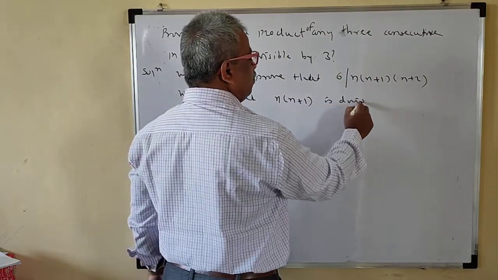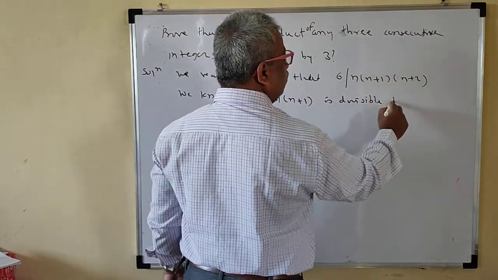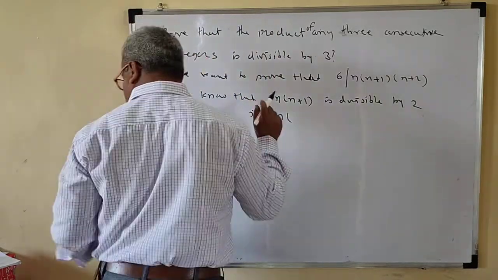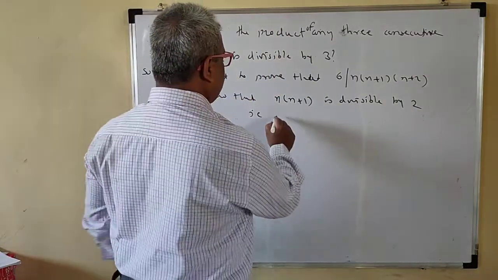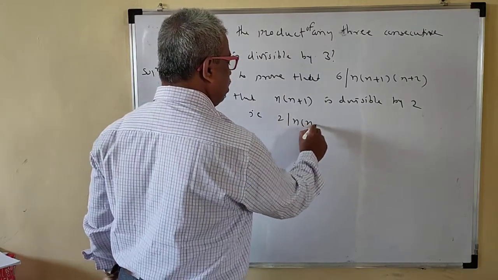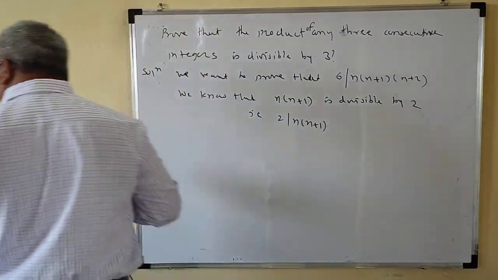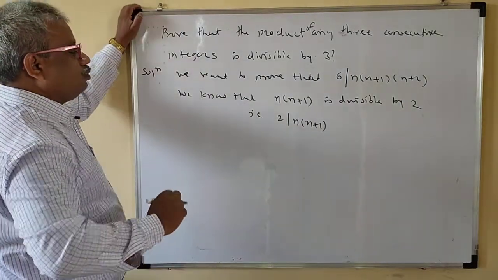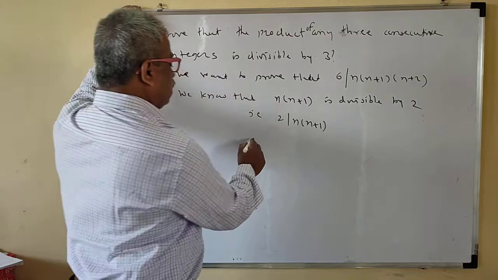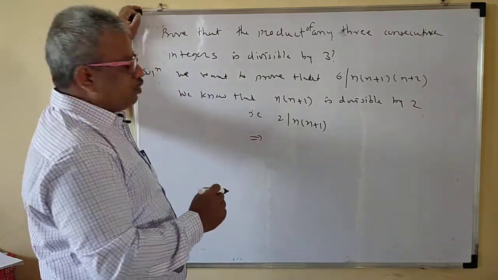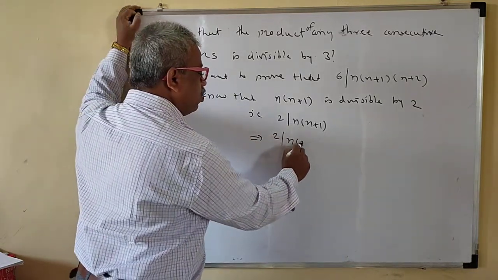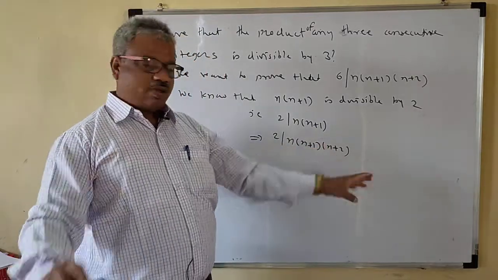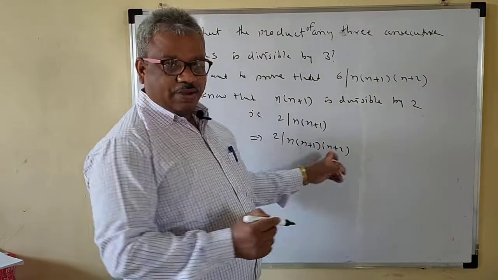Is divisible by 2. That is, 2 divides n into n plus 1. So this implies that 2 divides n into n plus 1, 2 also divides n into n plus 1 into n plus 2. Whatever this integer is, I will take n plus 2.